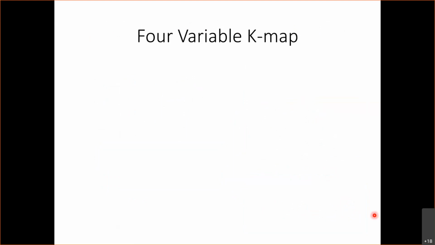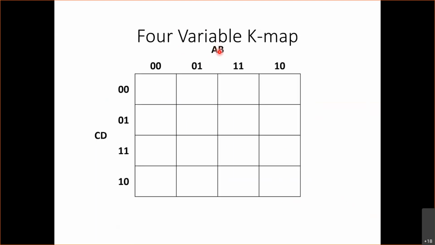So last time we saw 2 and 3 variable Karnaugh maps. Today we're going to look at 4 variable Karnaugh maps. So the 4 variable Karnaugh map, again, since we only have 2 dimensions, what we're going to do is put A and B. So if we have 4 inputs, A, B, C, and D, we'll put A and B on one dimension, and we'll put C and D on the other dimension.